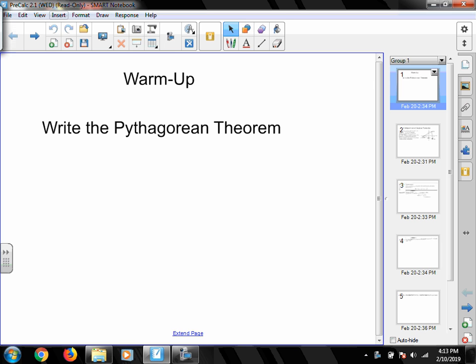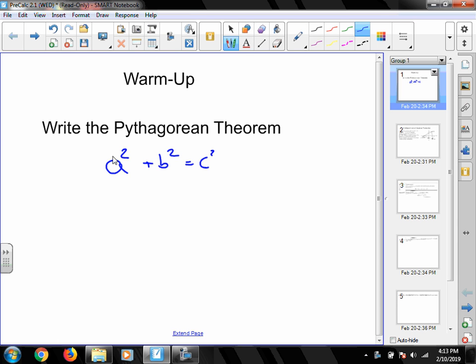So we're going to write the Pythagorean theorem. Now, hopefully you guys know this by now. If not, look at my wall. It has it on there. I'm not trying to hide it from you. Hopefully you guys know Pythagorean theorem is a squared plus b squared equals c squared, seeing as you guys used that all the time last semester when we were working with trig.